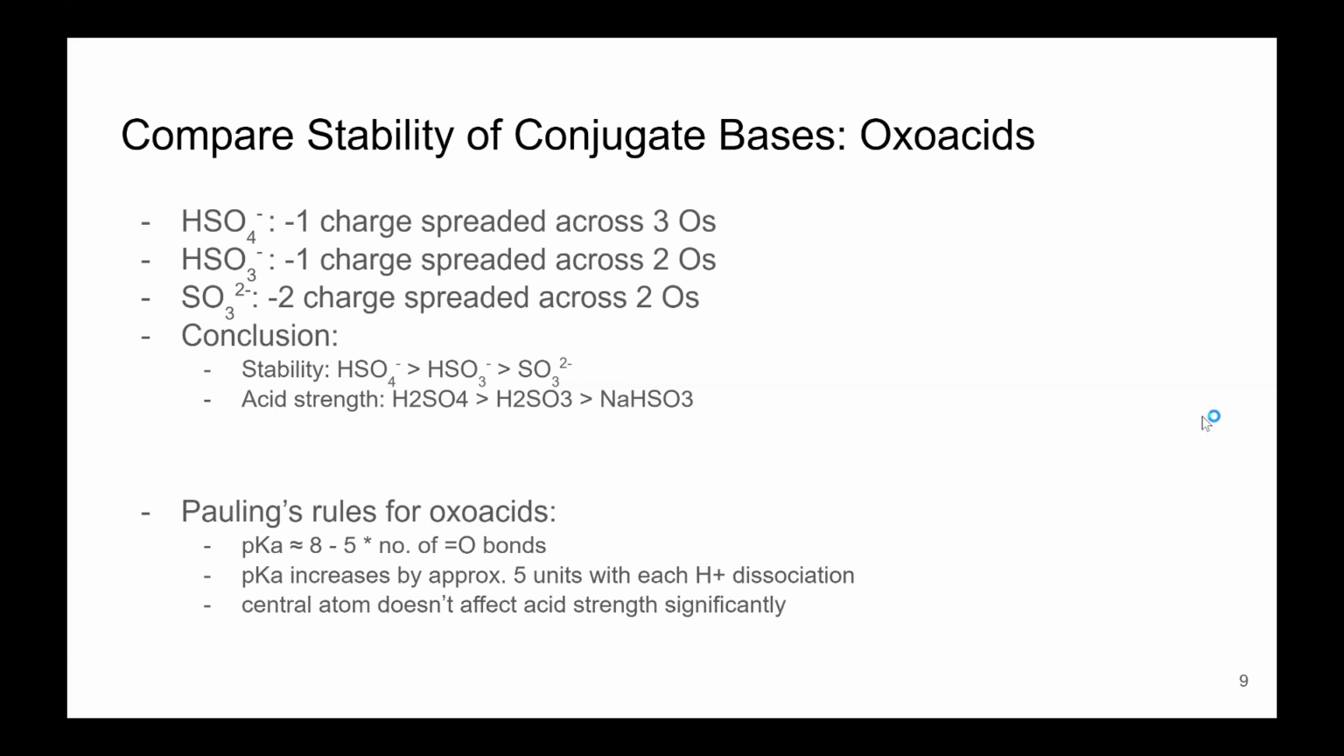Another thing that we get from this rule is that the central atom doesn't really affect the acid strength significantly. For example, when you compare H2SO4 with HNO3, their pKa's are both quite similar, around -2. So it works in that case. However, it doesn't work in all cases, and so you still need theoretical data. You still need experimental data to back you up.